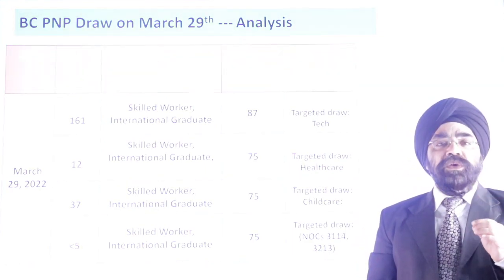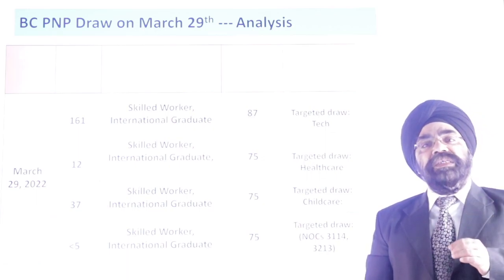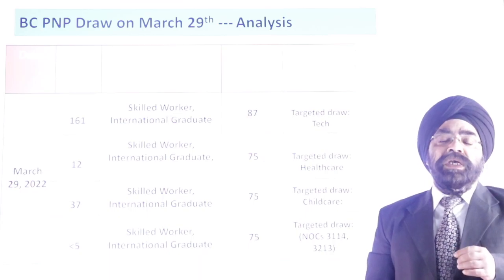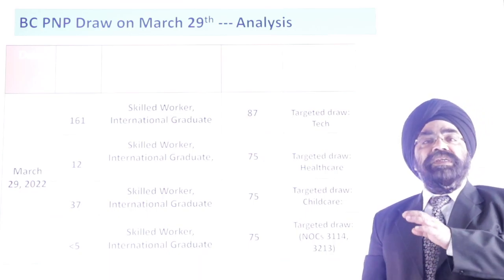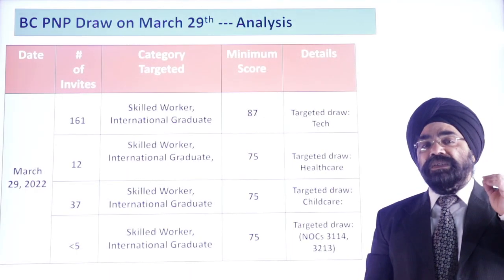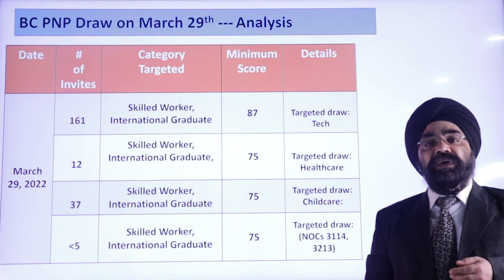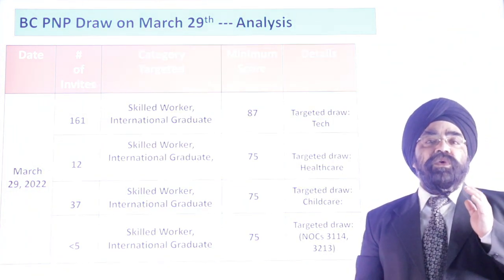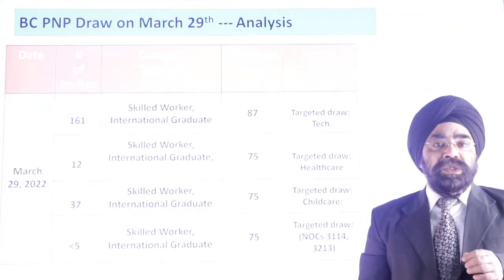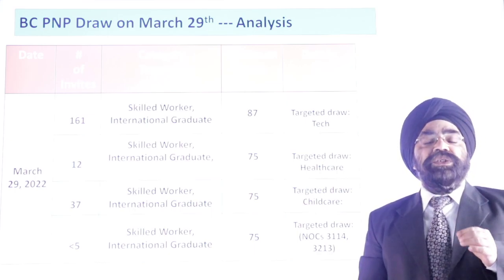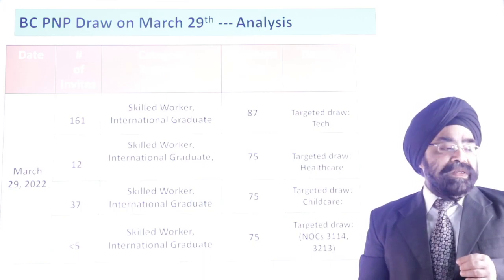The technology sector is always at the forefront of immigration, whether it is Ontario, Alberta, Saskatchewan, or BC. BC earlier was running the BC Tech pilot, which has now been made a full-time program. So technology people always enjoy a better chance of coming to Canada.